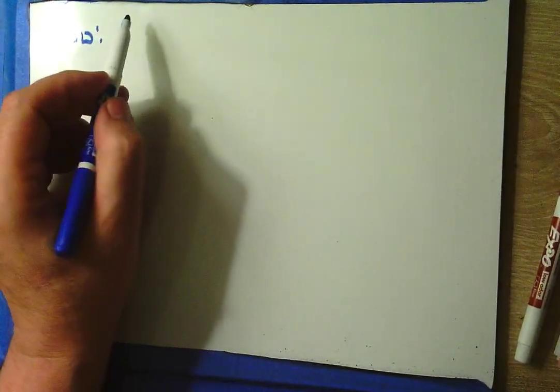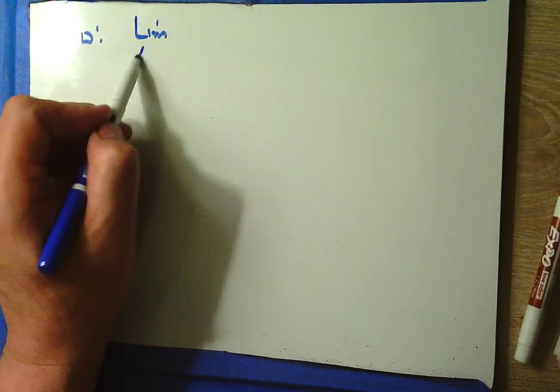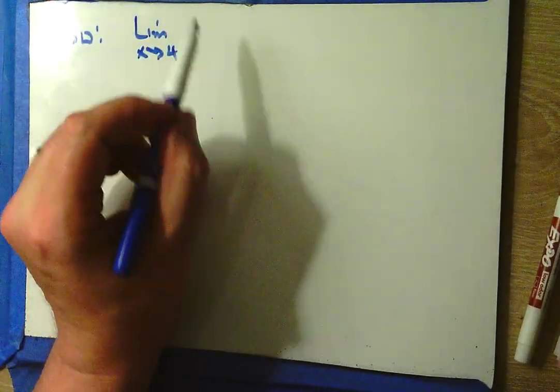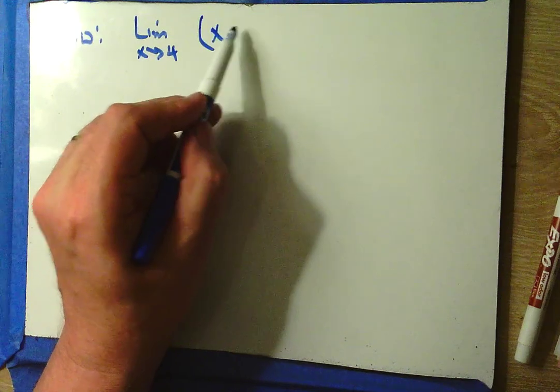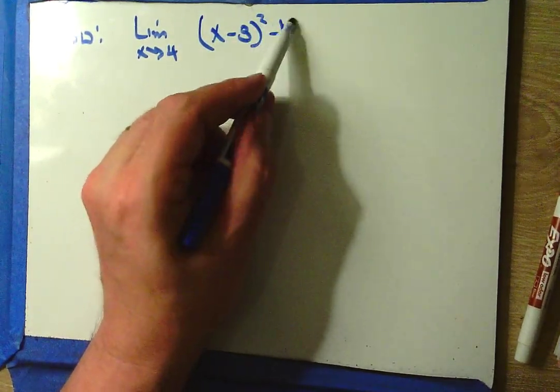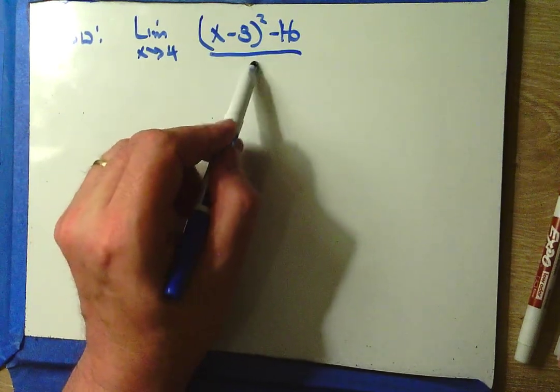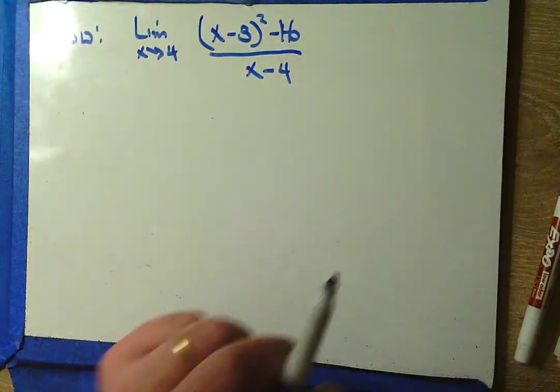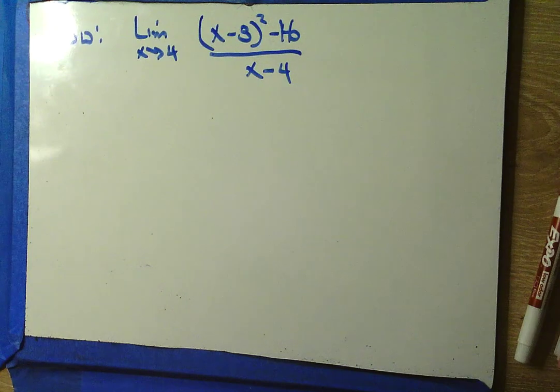I want to start off actually with some bell work, and our bell work is simply to evaluate this limit. Minus 16 over x minus 4. Okay, so how do we do it?